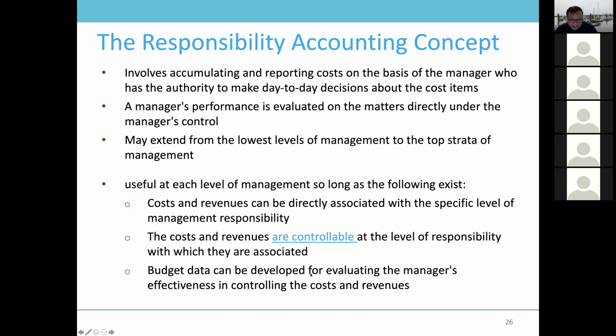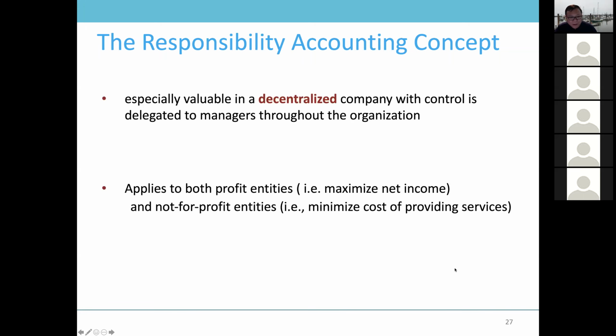Okay, so the budget data can be developed to evaluate the manager's effectiveness in controlling the cost and the revenue. Only under those situations can you use that budget to hold the manager accountable for that budget. This is very useful, especially valuable for the decentralized company, where even the lower level of managers are given certain authorities.